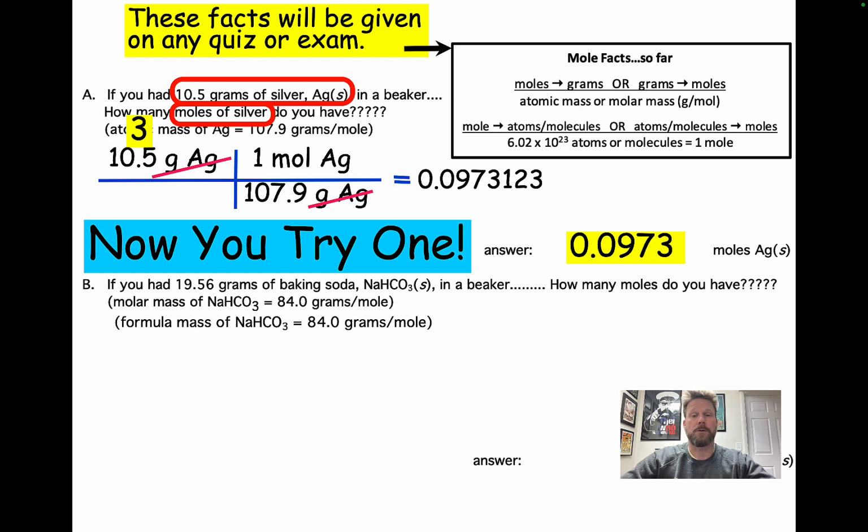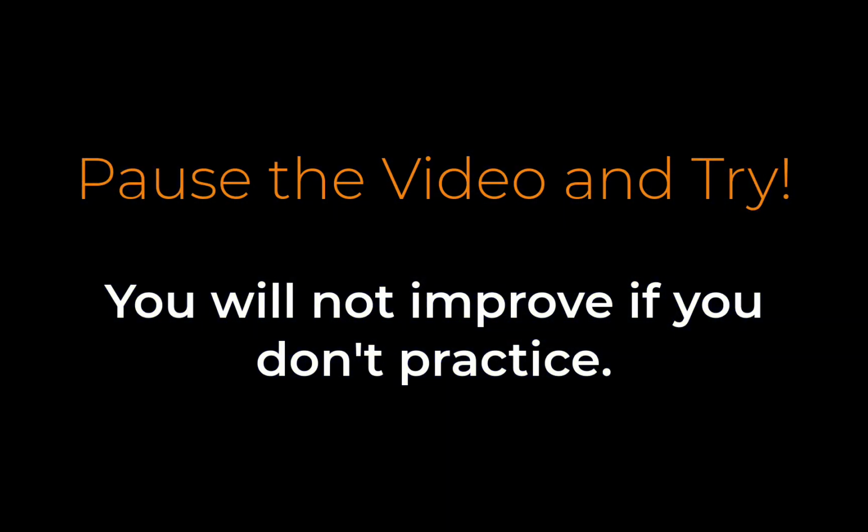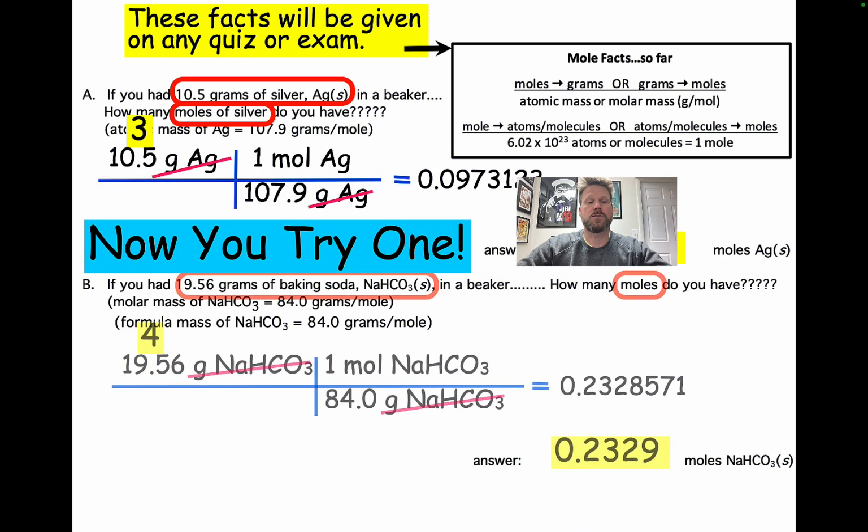Now you try one. The setup for this problem is exactly like the previous example. Pause the video and use the mole facts to determine the number of moles in 9.56 grams of baking soda. Remember, showing your work with units and labels is more important than writing the answers to the question. Here is the work and the answer, with the appropriate number of sig figs, of course.